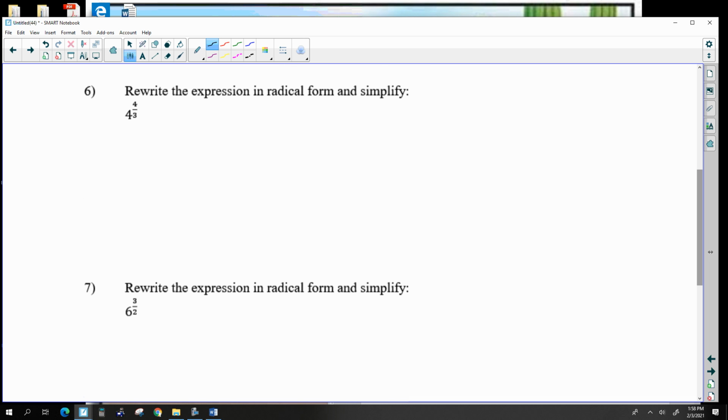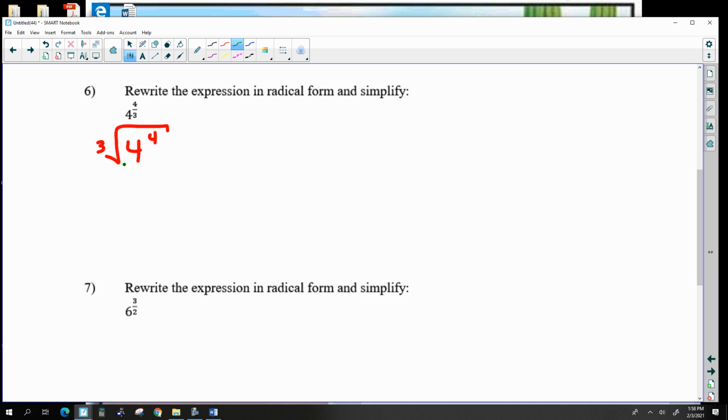Okay, rewrite the expression in radical form and then simplify. I'm going to do this problem two different ways. One way is kind of difficult, I think, and one way is kind of easy. Let's do it the difficult way, and let's understand what's going on here. So this is going to be 4 to the 4th and a third root.